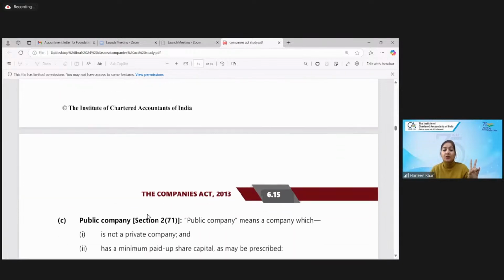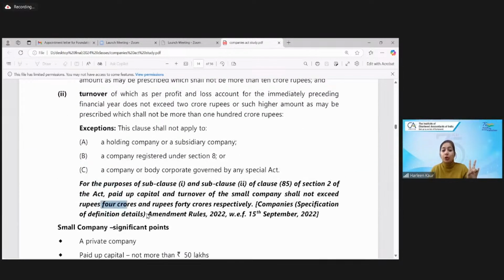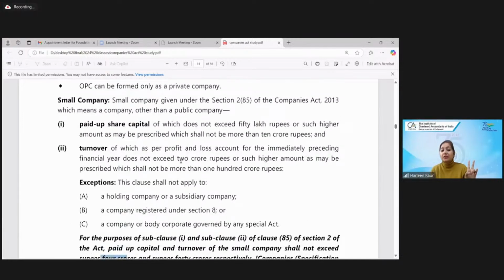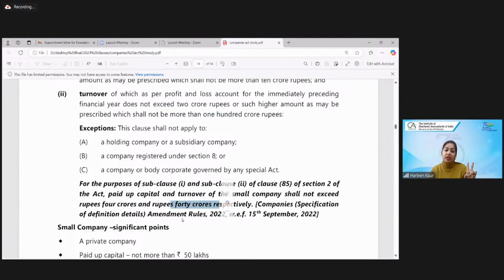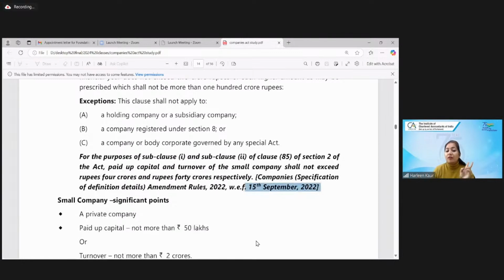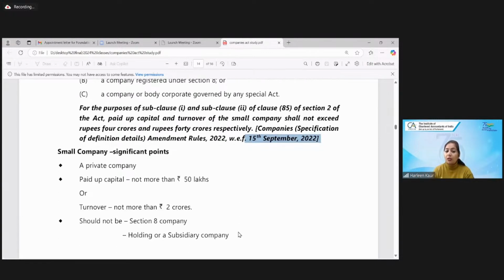And what is the amount that has been prescribed for the turnover? It says turnover if it is 2 crore rupees or such higher amount as may be prescribed. And the higher amount that they have prescribed is 40 crore rupees. So if I ask you what is the final condition that you have to learn for the small companies, 4 crores and 40 crores respectively from 15 September 2022. Earlier, before 2022, this limit was 2 crores and 20 crores. Now they have decided the fixed limits of 4 crores and 40 crores is the higher limits which have been set up for the small company.